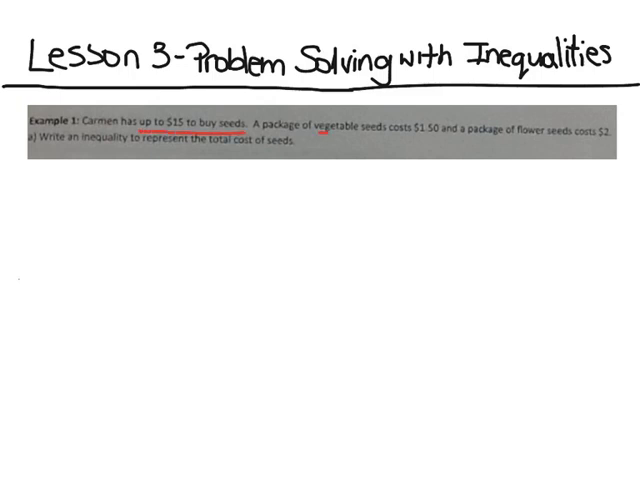A package of vegetable seeds costs $1.50. A package of flower seeds costs $2. Write an inequality to represent the total cost of seeds.